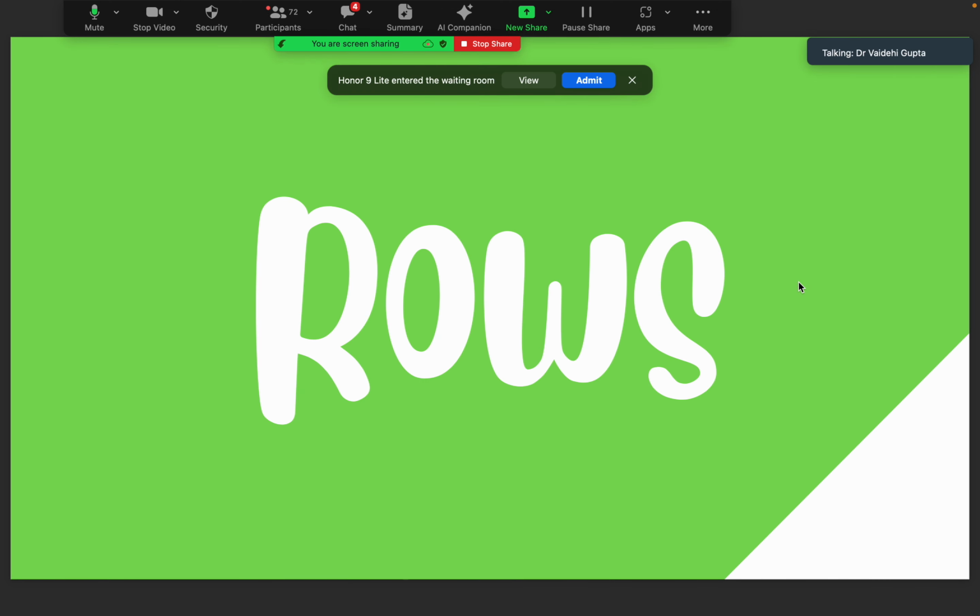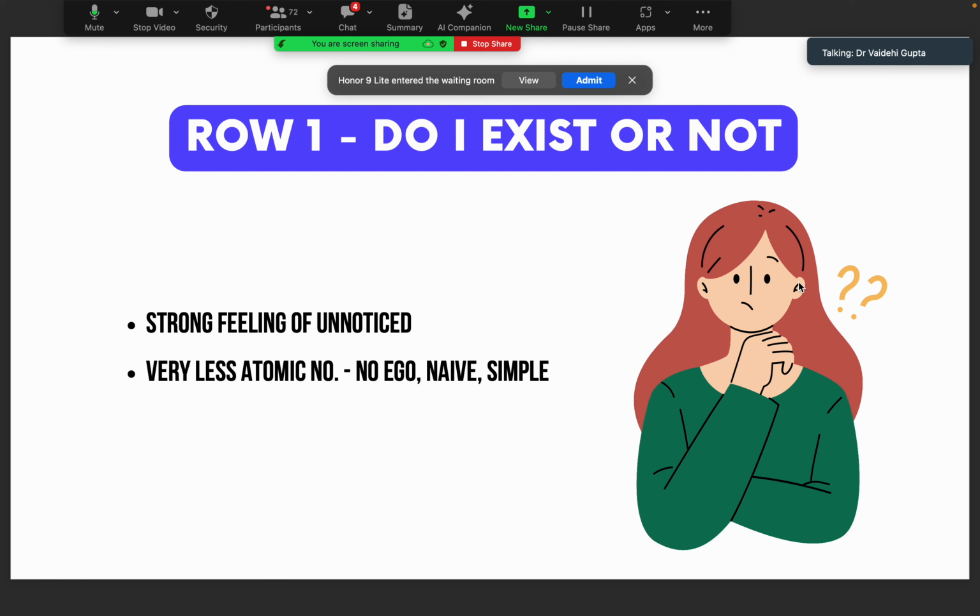Rows. I'll explain the 7 rows, and I'll also explain the columns. Row 1: there is a feeling, do I exist or not? Because they are very small, hydrogen and helium. So there is a strong feeling of being unnoticed, because there are lots of other elements which have more atomic number, more atomic weight. So they feel quite small, they feel unnoticed. They are very low in atomic number, so there is no ego. They are very naive, simple.